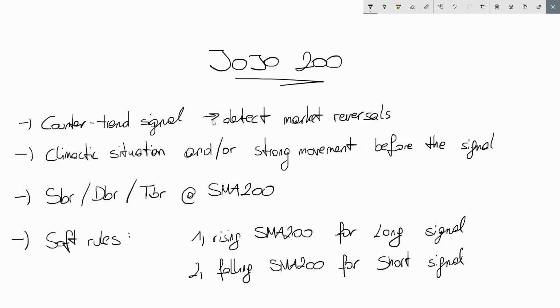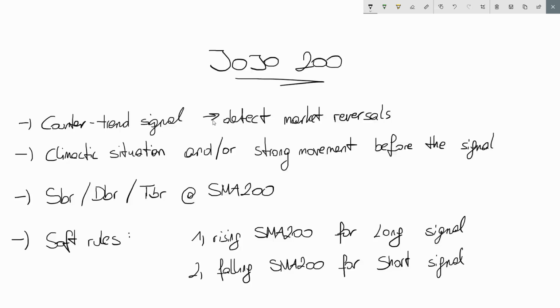Okay, so what did we learn last week? We had the yo-yo 200 signal, which is, as we learned, quite similar to the yo-yo 130 signal. Yo-yo 200 means it's a counter-trend signal and it detects market reversals. What we need for this is a climactic situation. So we need, for example, a climactic short situation. This means that the market is very far away below the SMA 20, and this would be a situation where we are looking for a long signal.